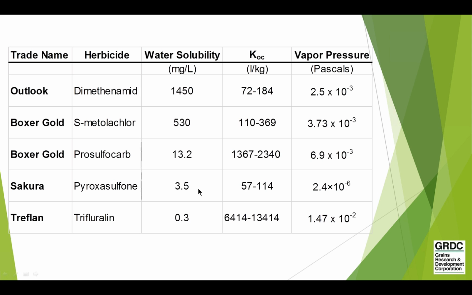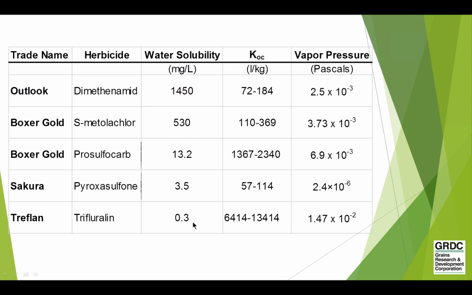Although it has very, very low water solubility, its binding to the soil is very similar to dimethenamid and is much less than, say, metolachlor or the other two herbicides. The third column here shows the vapor pressure. And the vapor pressure is a measure of how easy it is for these herbicides to volatilize. The higher the vapor pressure, the more easily it vaporizes or volatilizes from the soil.